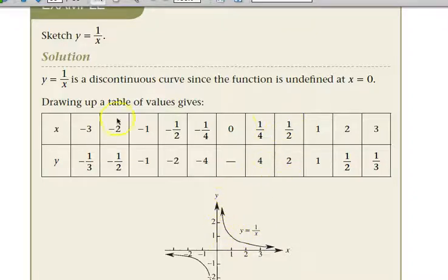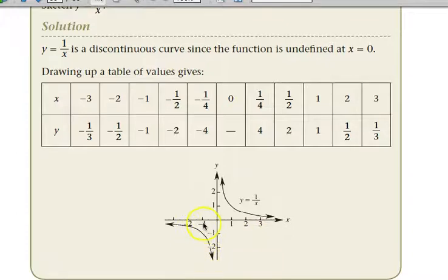So we take fractional values. When x is a half, 1 divided by half is 1 times 2, which is 2. When x is a quarter, 1 divided by a quarter is 1 times 4, which is 4. So notice that this y-axis here is an asymptote. The curve approaches the y-axis, but will never touch it. The x-axis down here is also an asymptote. Notice the quadrants. This is quadrant 1, 2, 3, 4.